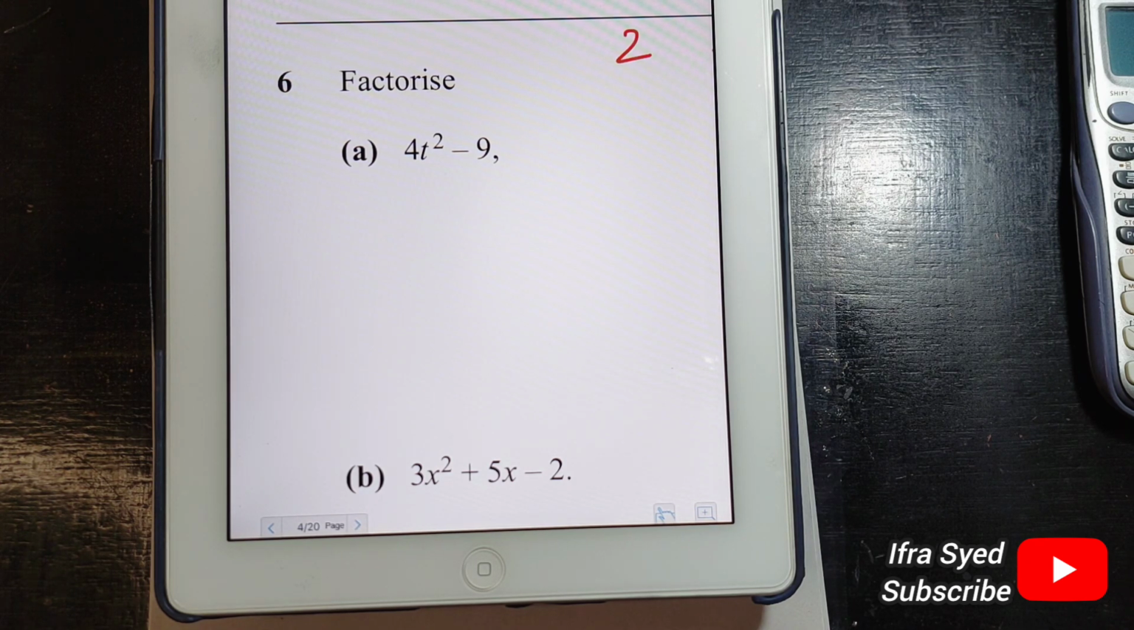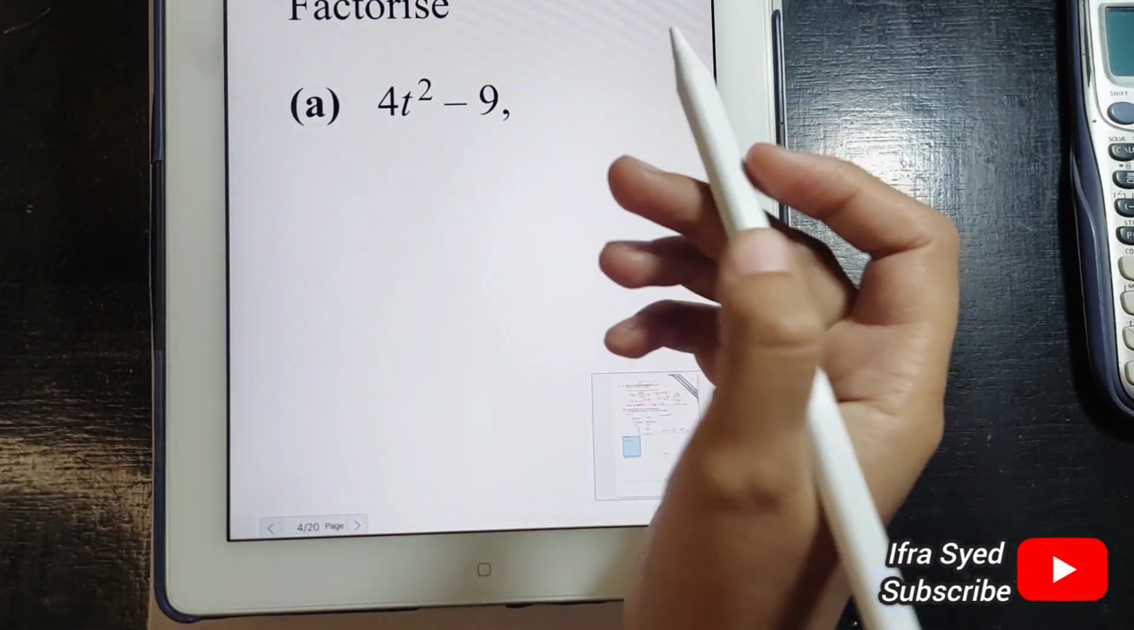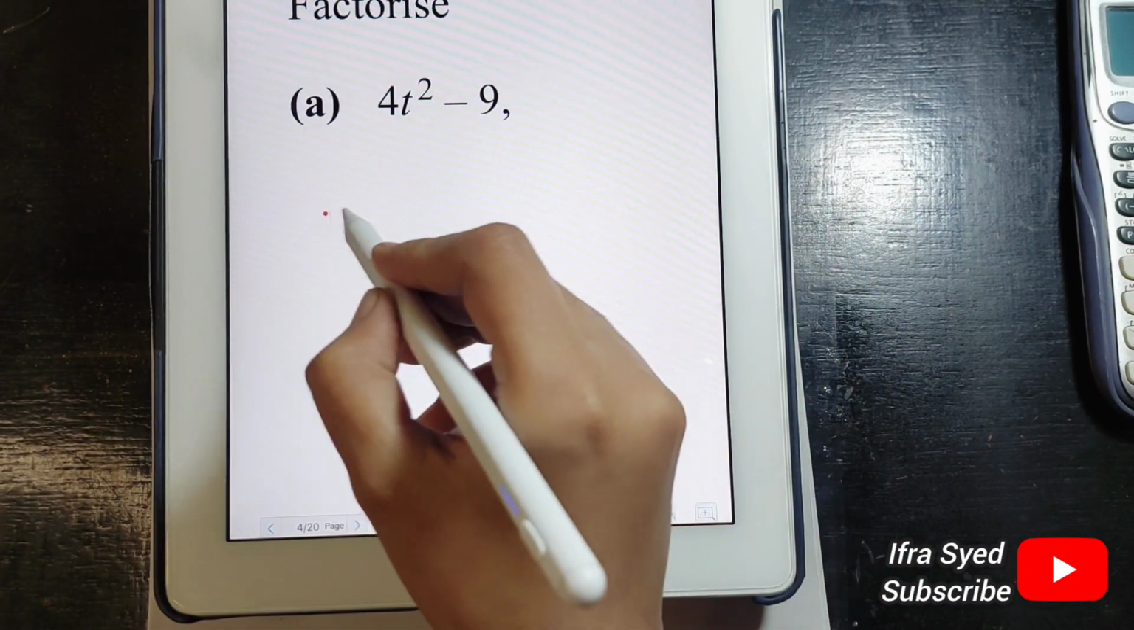As I told you in my previous video, we can factorize any question. First of all, we see if there is any number that is common in the given expression. If there is, we take that value common. If there is no digit common in all the terms, our next step is to see if we can apply any formula to the given expression. In the given expression we have 4t² minus 9.